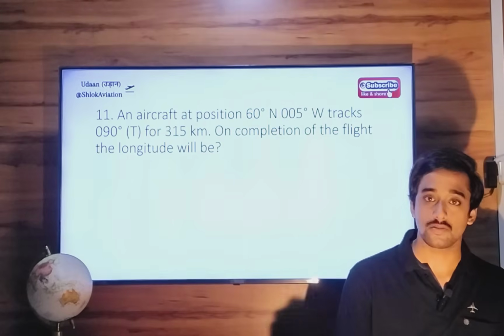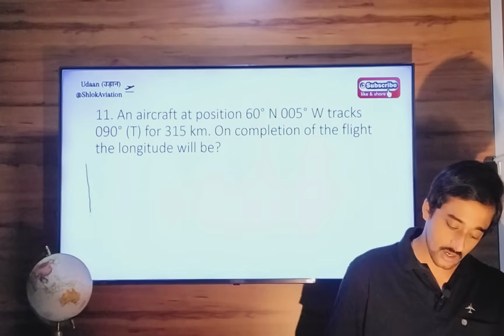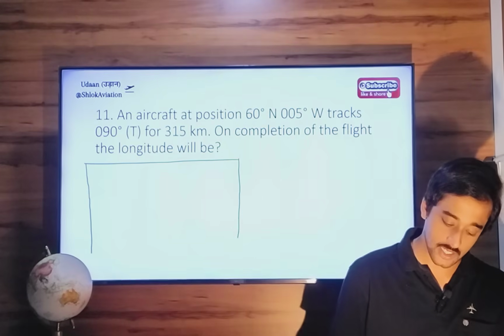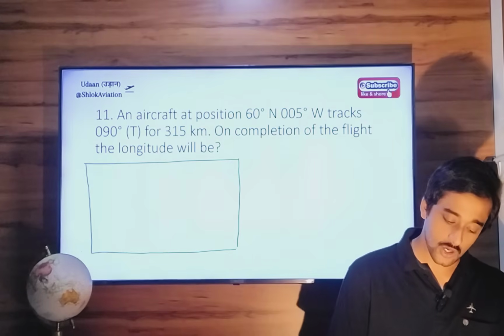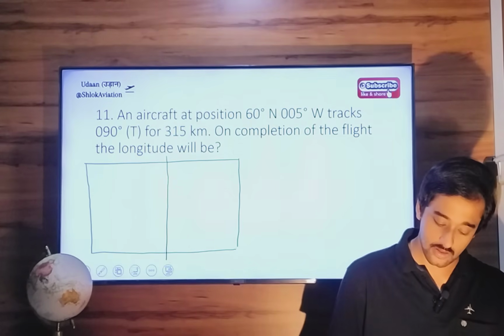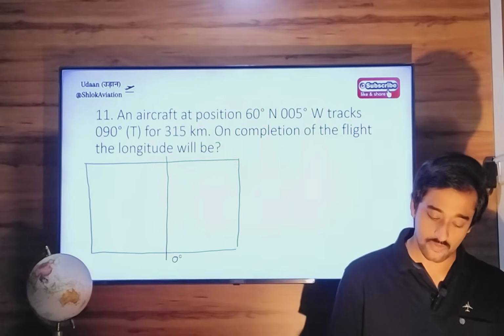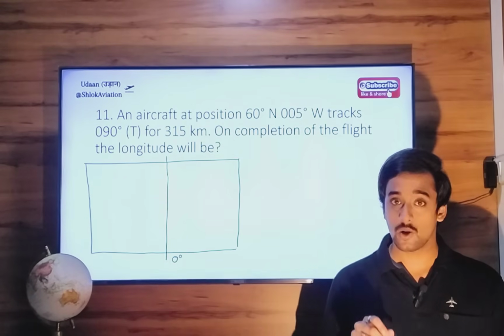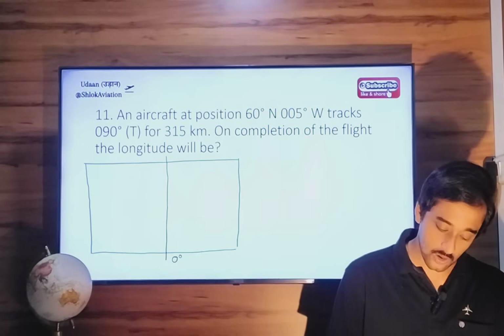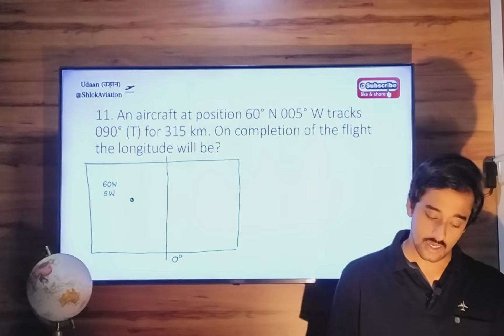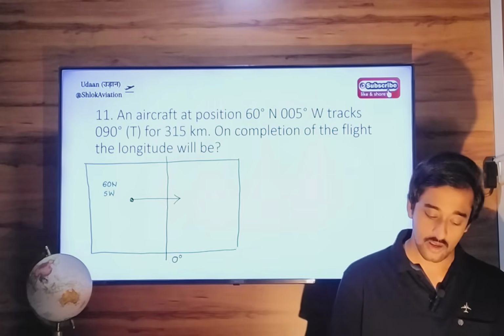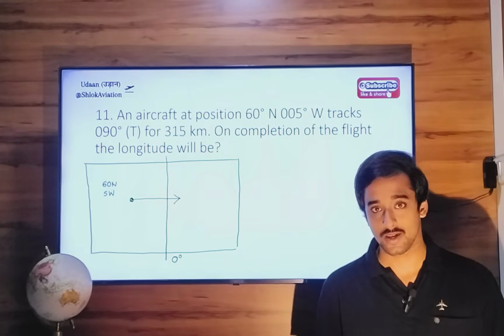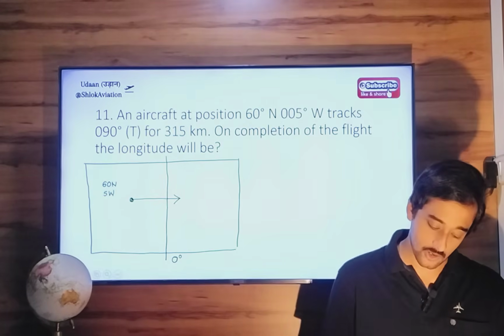So this is your Earth representation. Here is your prime meridian, 0 degree. Your position is at 60 north 5 degree west, and you are tracking 090. That means you are traveling in an easterly direction for a distance of 315 km. So what will be your final longitude or final position?